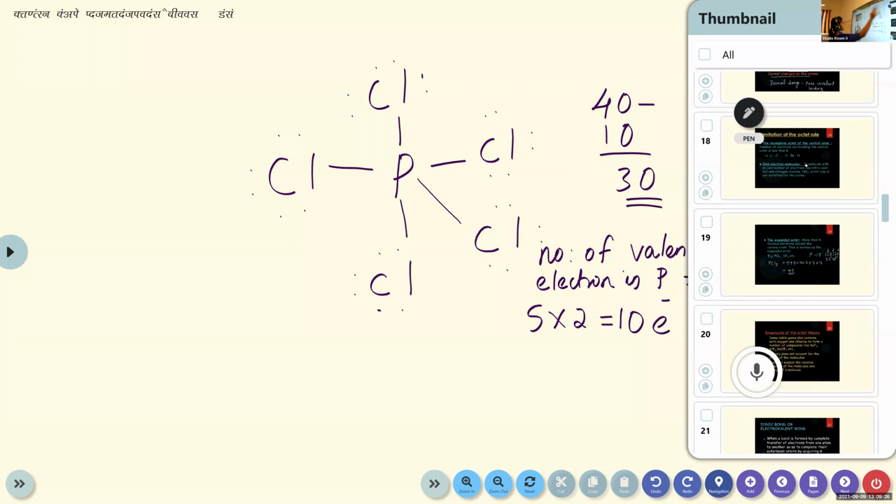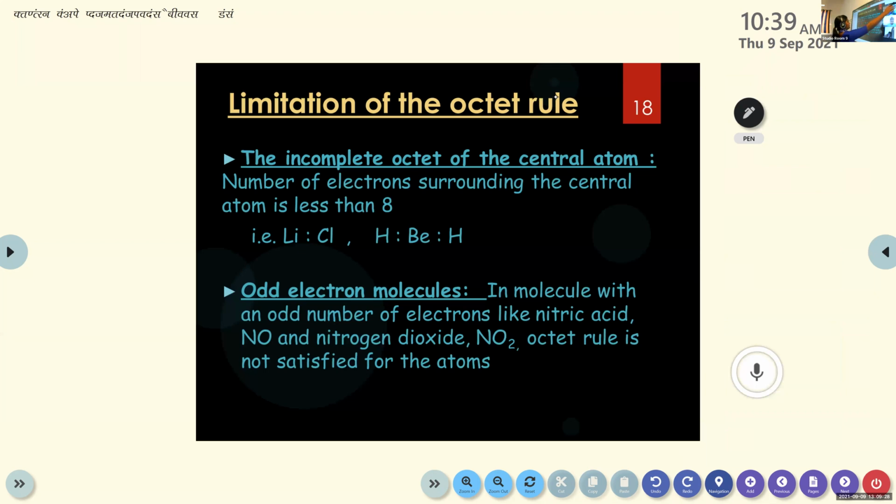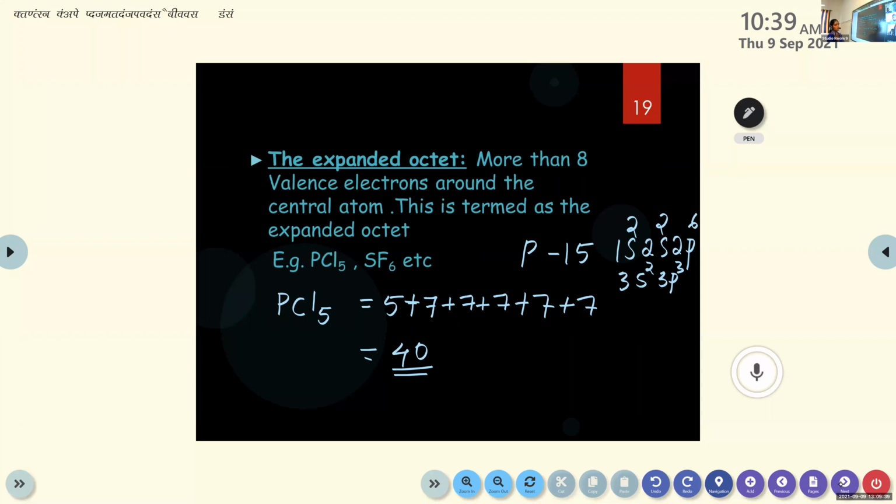First one, the incomplete octet of the central atom. Then if there is an odd number of total valence electrons, there will be less than 8 electrons. Then in the case of expanded octet, after chemical bonding, there are more than 8 electrons surrounding the central atom. This is termed as expanded octet. So that's about the octet rule and its limitations.